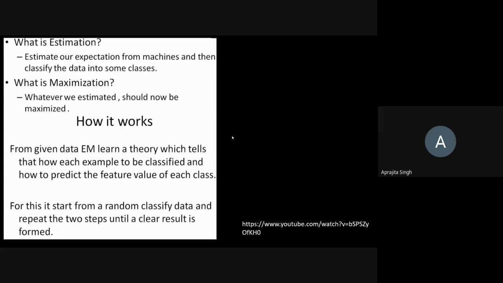Maximization is whatever we estimate, we have to now maximize it. Now, from given data, EM actually learns a theory which tells how each example is to be classified, and how to predict the feature value of each class. For this, it starts from a random classified data and repeats the two steps until a clear result is formed. So this is the EM algorithm.